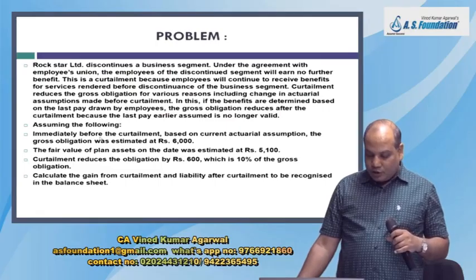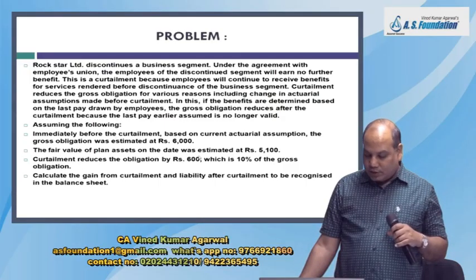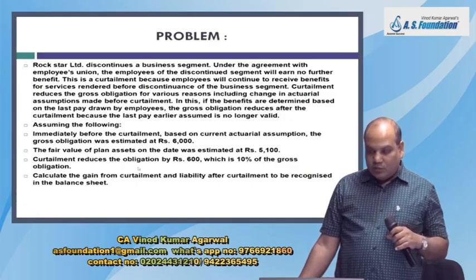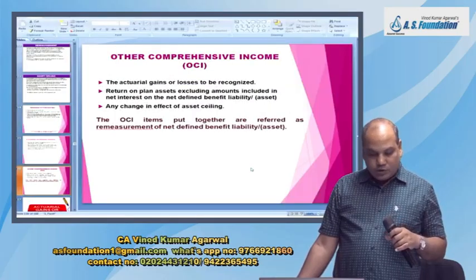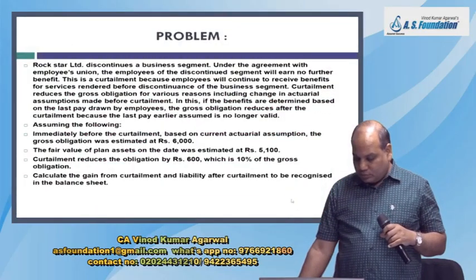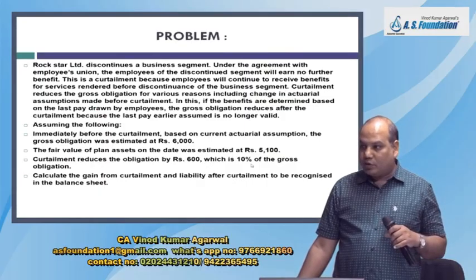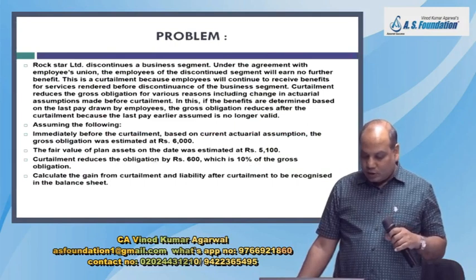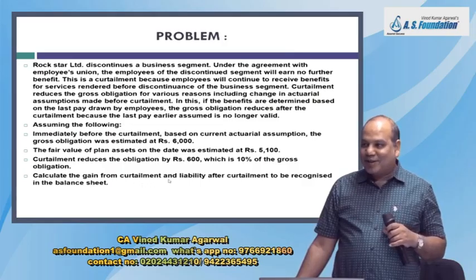Assume the following. Immediately before the curtailment, based on current actuarial assumption, the gross obligation was 6,000, fair value of plan asset 5100. Curtailment reduces the obligation by 600, which is 10% of the gross obligation. They have given both figures. This was actually not required. They could have written curtailment reduces the obligation by 10% of gross obligation. Anyway, they are a helpful institute. Calculate the gain from curtailment.